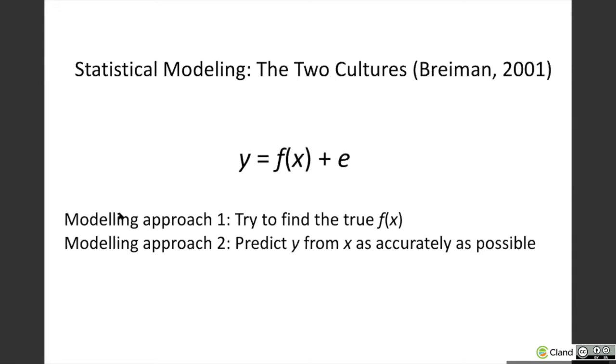And he said that we don't really care, in fact, about finding the true model. What we care about is to predict y as accurately as possible as a function of x. And considering this, he proposed an alternative approach for modeling. And this is this second culture of modeling that we will see today.